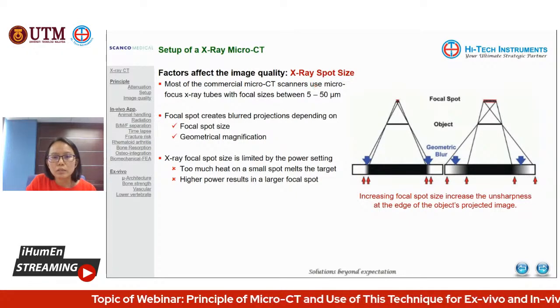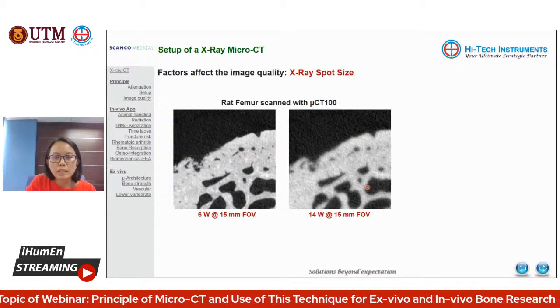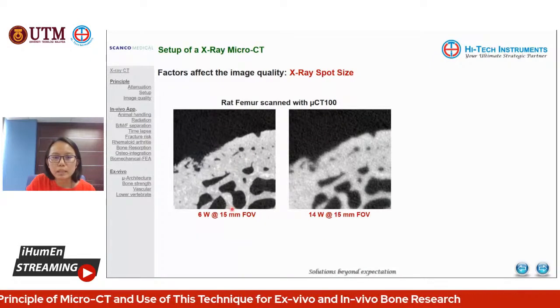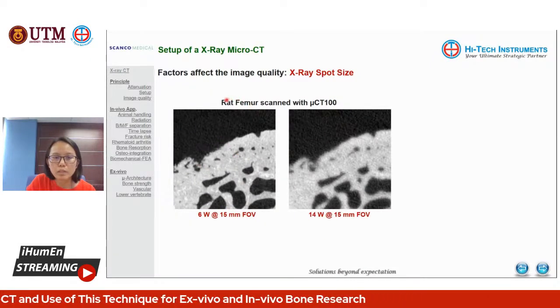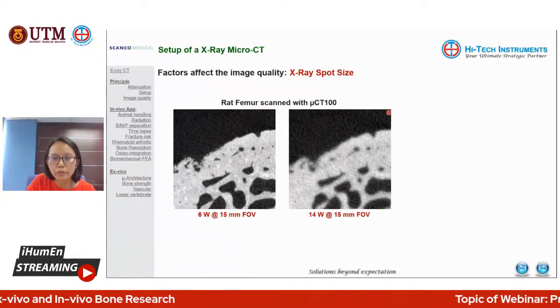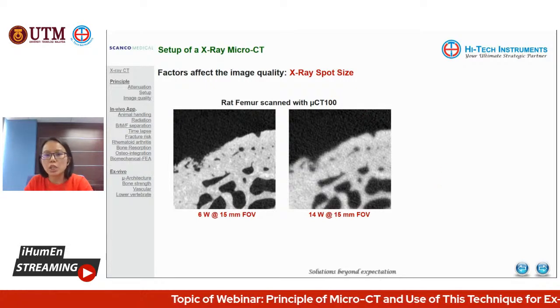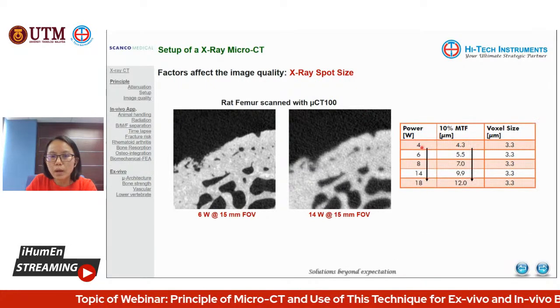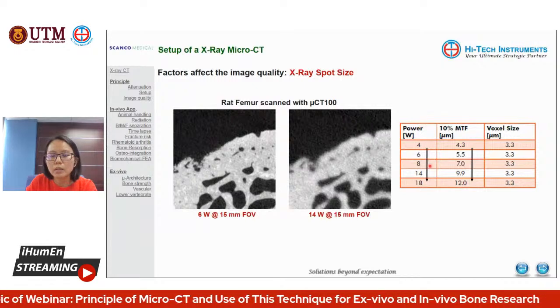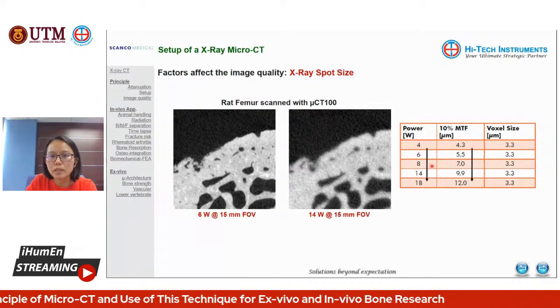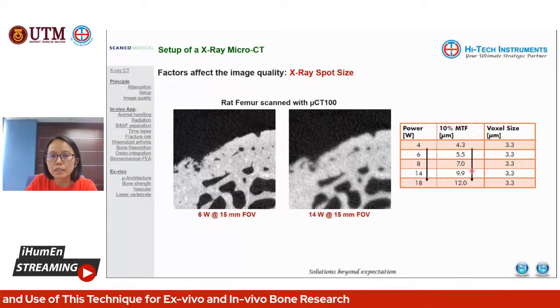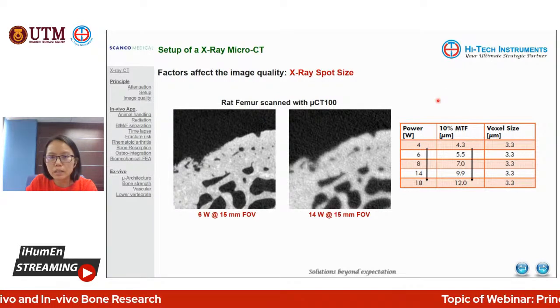Okay, so move on. This one is an example. You can see here, this is with a smaller focus spot size. You can see the sharpness here compared to the one with a bigger focus spot. And I would like to share with you this chart here. So as you increase the power, you will increase the spot size, so you will actually be decreasing the MTF. The MTF I will discuss later as well.